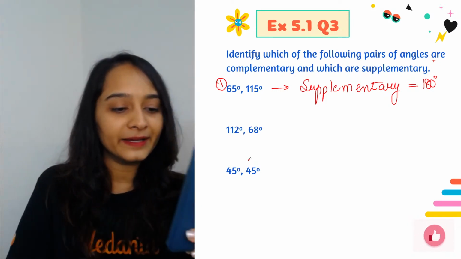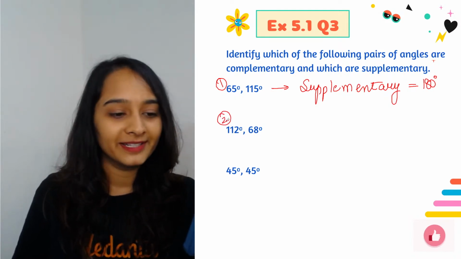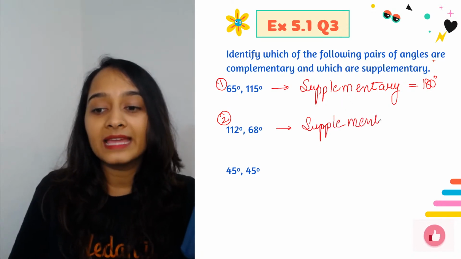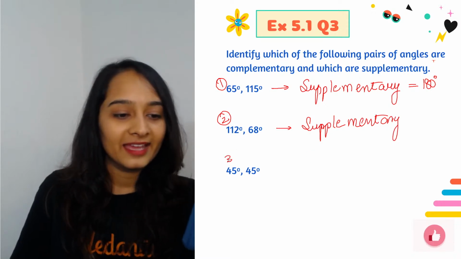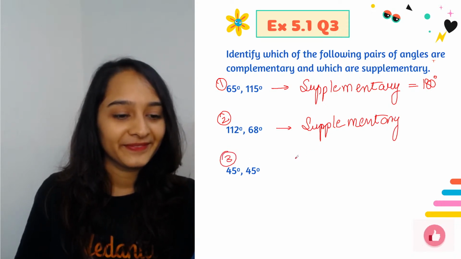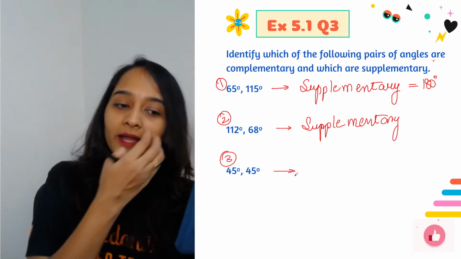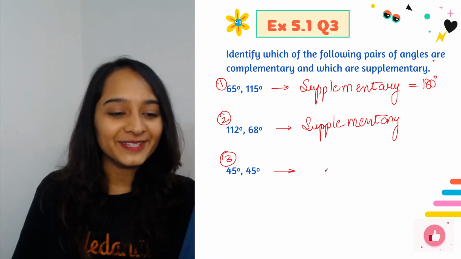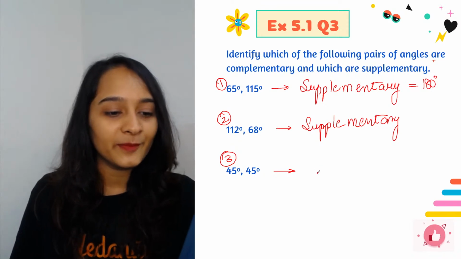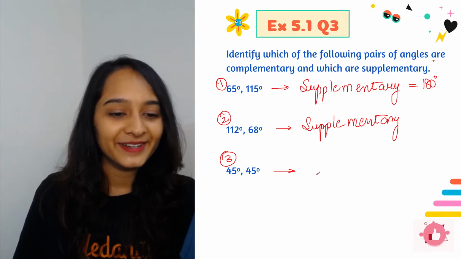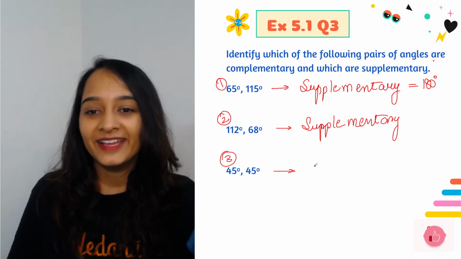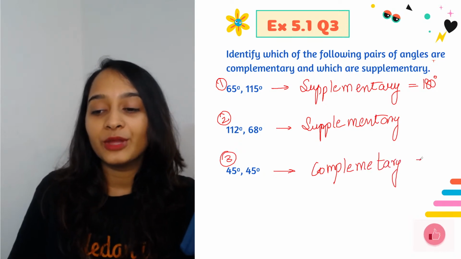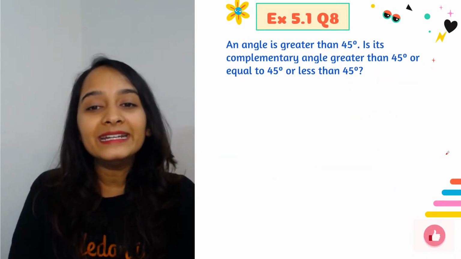Hi Chitrita, welcome. Second one, what about the second one? Exactly. Second one also is supplementary because they add up to 180 degrees. Third one, are they also supplementary? Complementary. Awesome, well done everybody. You're right. So here it is complementary. Why? Because when you add them, it is equal to 90 degrees.